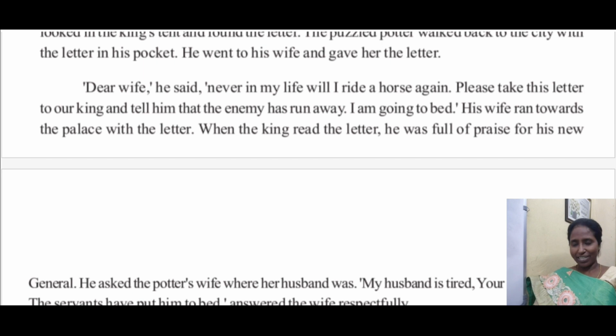"I am going to bed." So he gave that letter to his wife. He went home and told his wife, "What a terrible horse ride I have. Never in my life will I ever ride a horse. Go and give this letter to the king," he said.